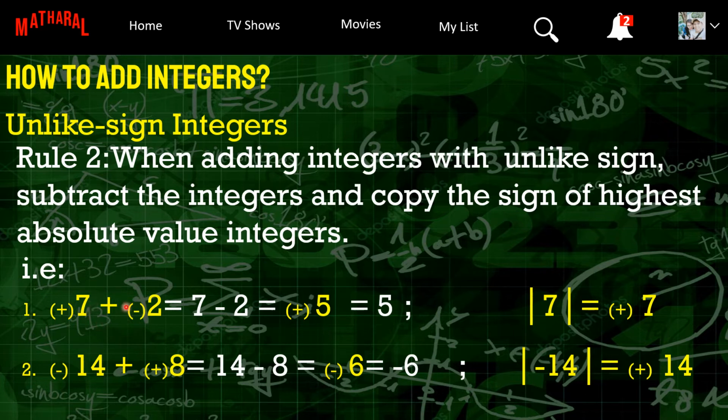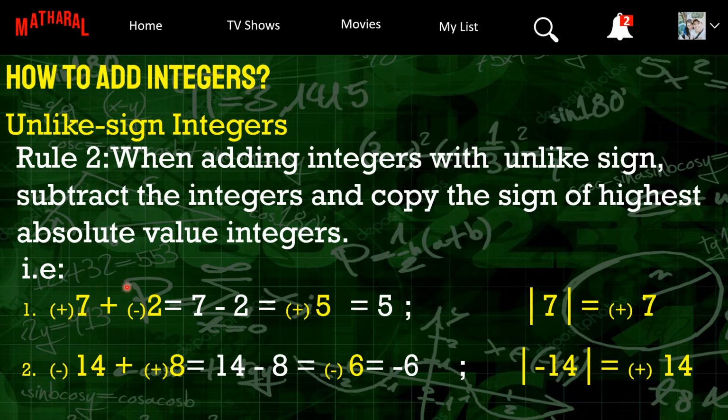Even if we are on addition symbol, kapag sila ay magkaiba ng sign, instead you add these two integers, you're going to take the difference or you're going to subtract it. So, 7 minus 2. 7 minus 2 is 5. But the question is, what would be the sign of 5? So, dadako naman po tayo sa sinasabi nilang the sign of the highest absolute value. Since they are unlike signs rather.